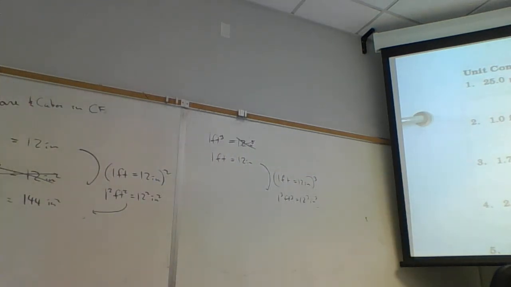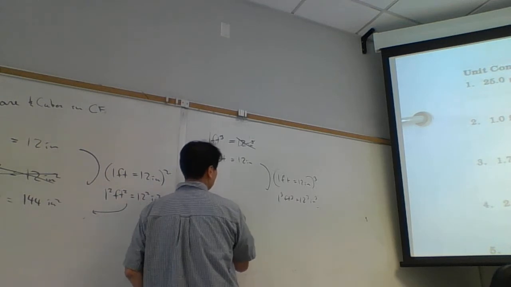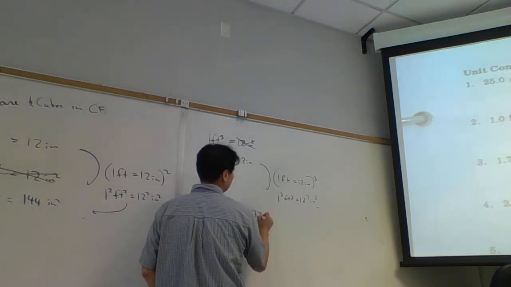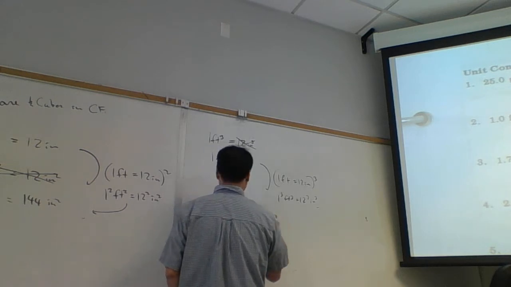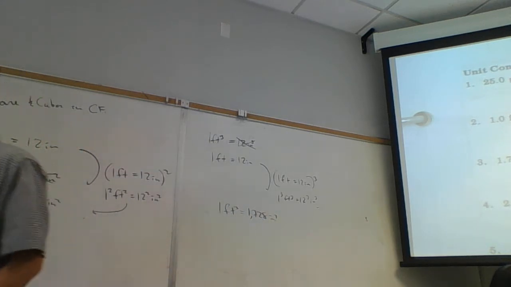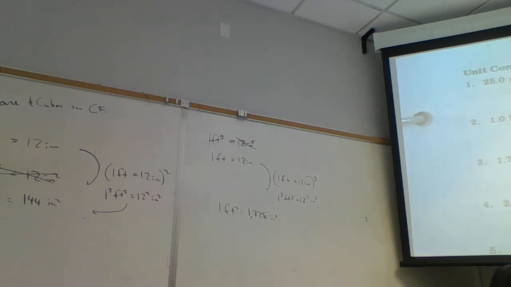Is anybody good with cubes? Can somebody just punch it out? I'll do it here. Well, this calculator is not that great. 12 times 12 times 12. It's 1,728. So 1 cubic foot is equal to 1,728 cubic inches. So this is how we do these nonlinear conversion factors. Sometimes we encounter these.